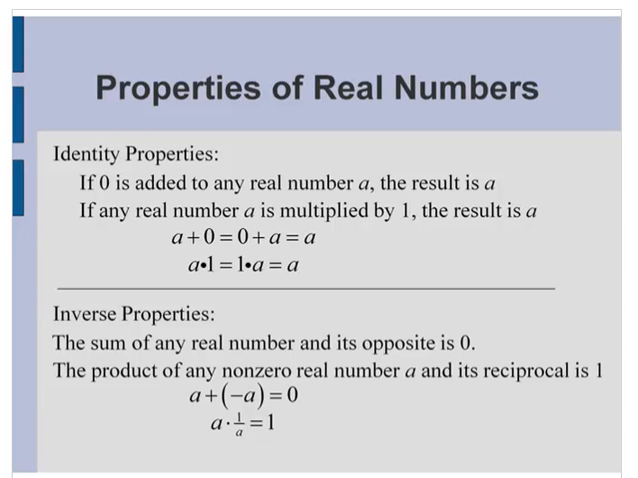The inverse properties tell us that if we add any number and its opposite, the sum is 0. So we saw that property earlier, but we didn't give it a special name. Now we give it the name inverse. Any number plus its opposite is 0. Also, the product of any non-zero real number a and its reciprocal is 1. Any number multiplied by its reciprocal is 1.